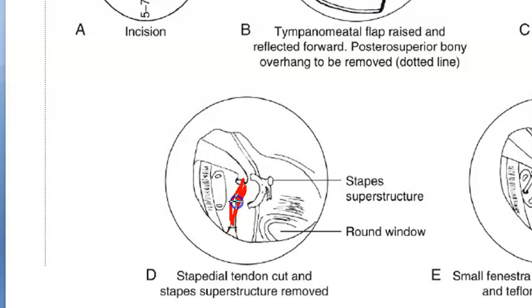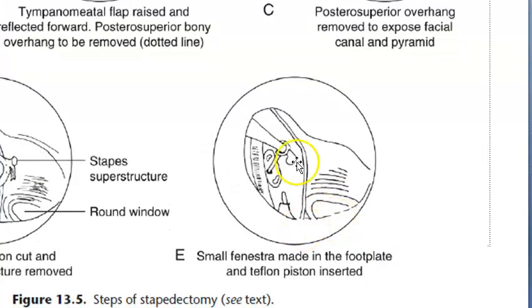Right, the stapedial tendon is cut, and even the stapes superstructure is here. See, they have removed it from these two. From where it was, it has been cut out. The stapes superstructure. Okay. Then what are they doing? They are making a small fenestra in the footplate, and a Teflon piston is inserted. So it is sitting on the incus, and the Teflon piston is going into the stapes footplate in that fenestra. So did you understand that all, guys?